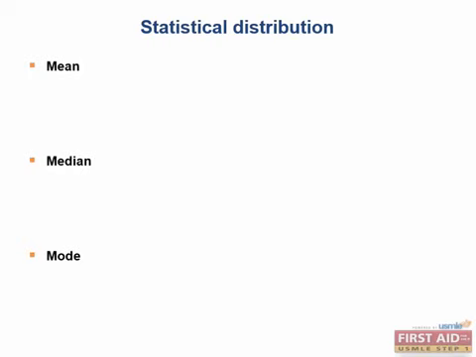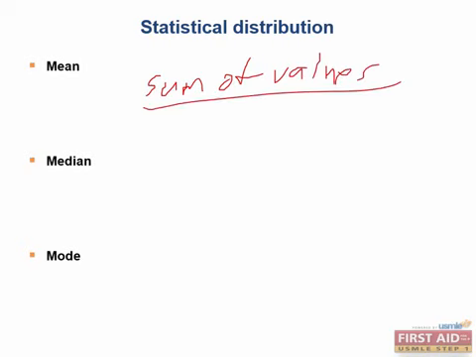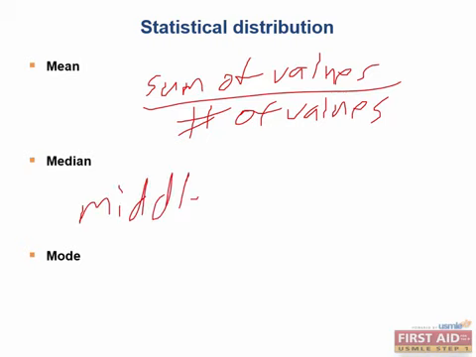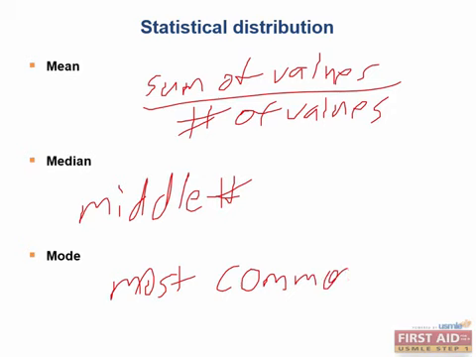The mean is simply an average, or the sum of all the values divided by the number of values in some data set. The median is the middle number in a data set when that data set is organized from least to greatest. And lastly, the mode is the most common number in some given data set.